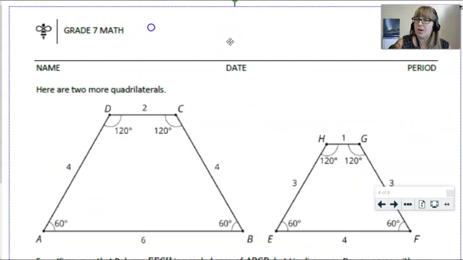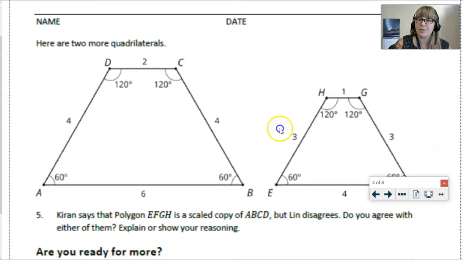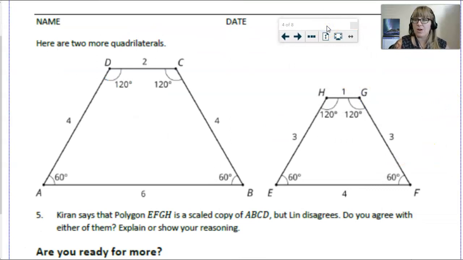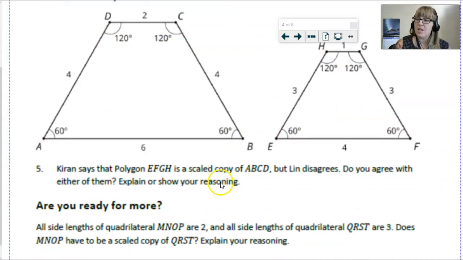Here we are on to our next example. We've got two more quadrilaterals, and here we can see we've got our distances, 2, 4, 4, 6, 1, 3, 3, 4, and we have our angles. So 60 degrees corresponds with 60 degrees, looks good so far. 120 with 120, 120 with 120, and 60 with 60, looks pretty good.